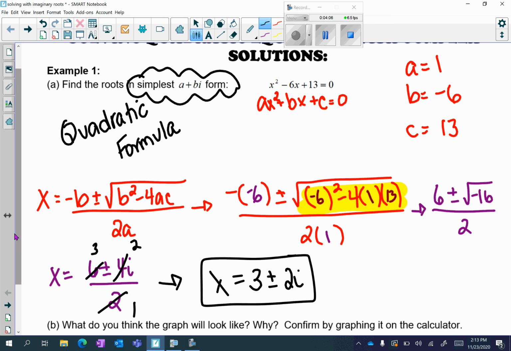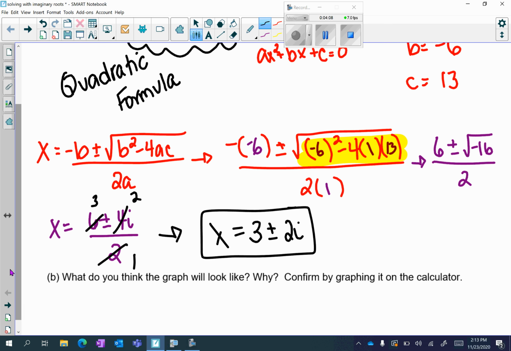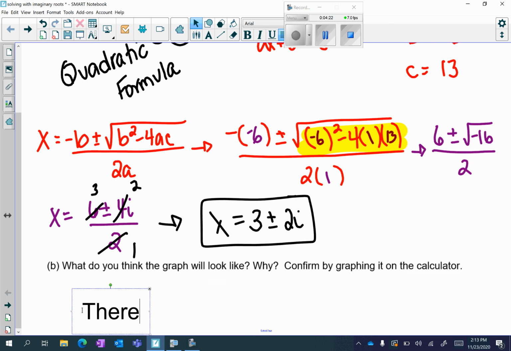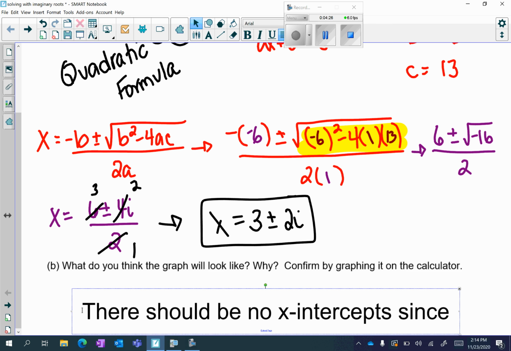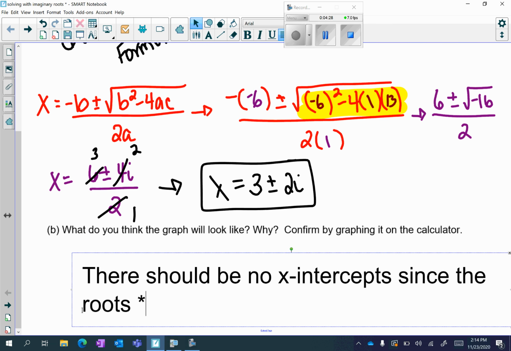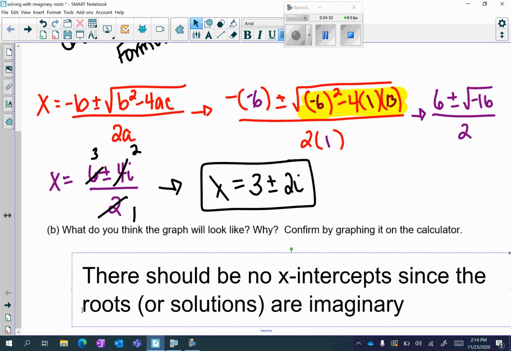Now part B says, what do you think the graph will look like and why? Confirm by graphing it on the calculator. So hopefully you realize that these are imaginary solutions. And imaginary solutions, we talked about with polynomials, do not touch the x-axis. So there should be no x-intercepts, since the roots or solutions, they're the same thing, are imaginary.